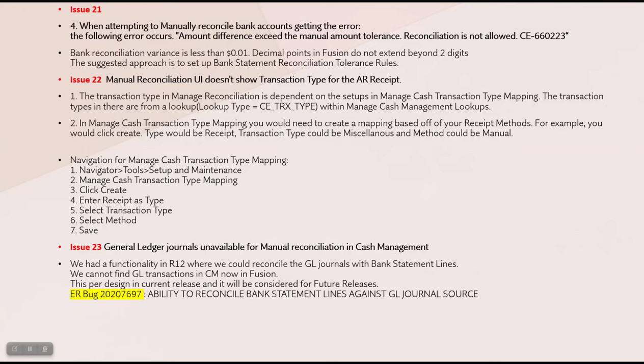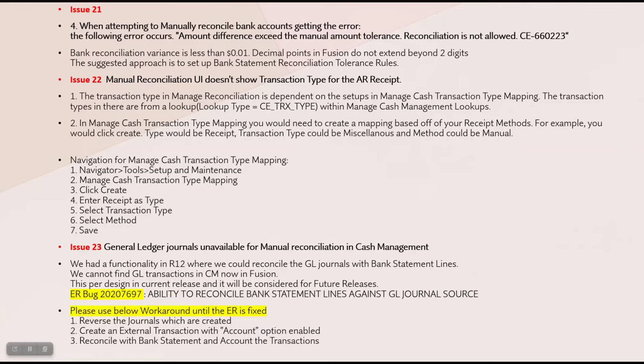You have to first define these functionalities, which are in release 12, where you could reconcile GL journals with bank statement lines. We cannot do this in the current release; it is not defined, and will be considered for future releases.